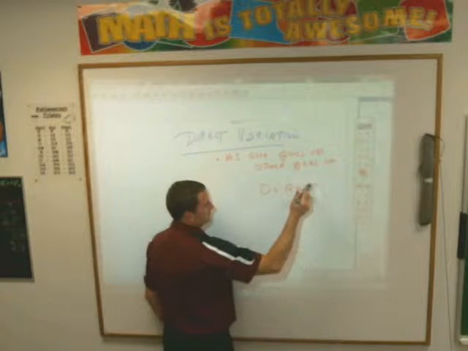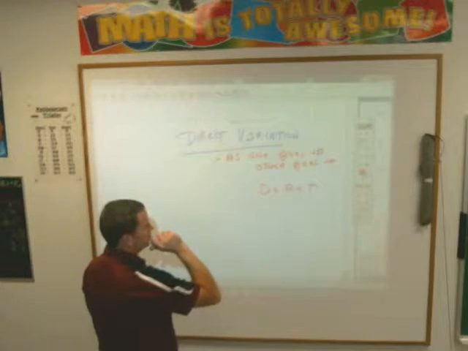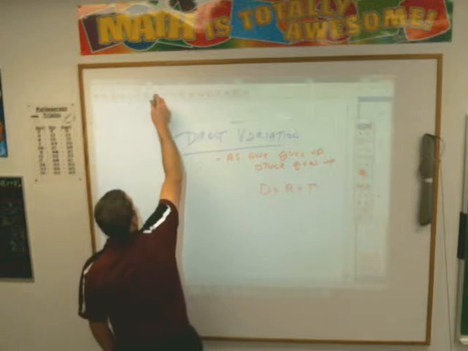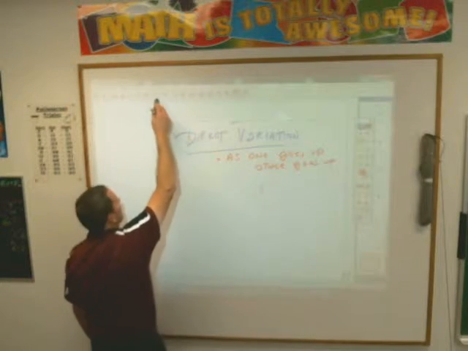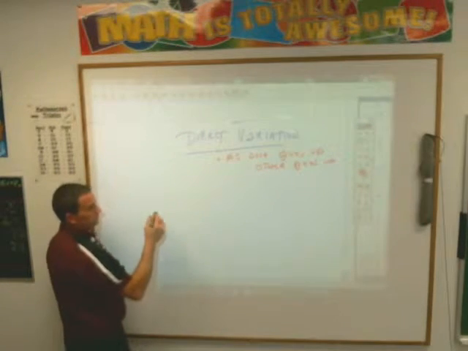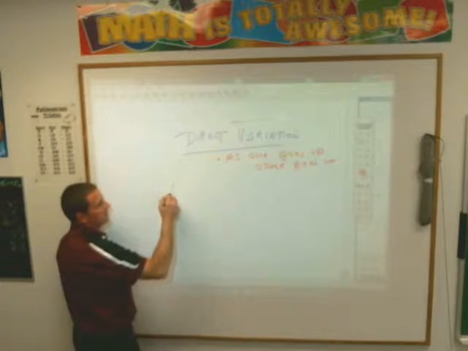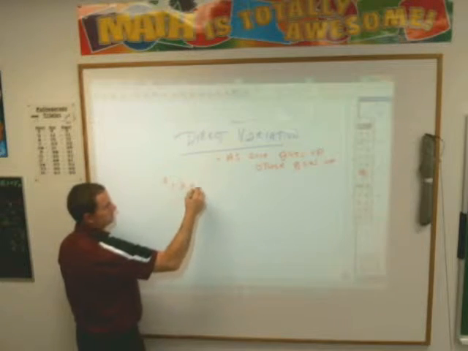Wait, maybe that's wrong. No, let's not go with distance equals rate times time. Let's go with, how about the money you earn? If you have a job and you're making, let's say, the new minimum wage, which is going to be $13 an hour.